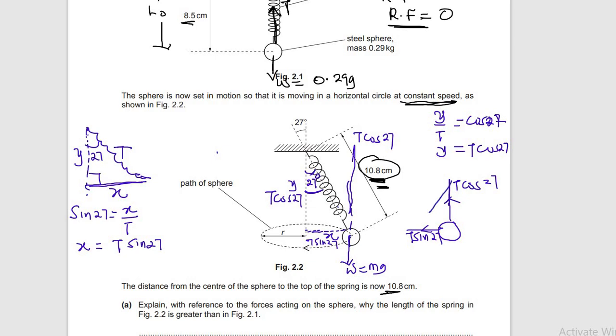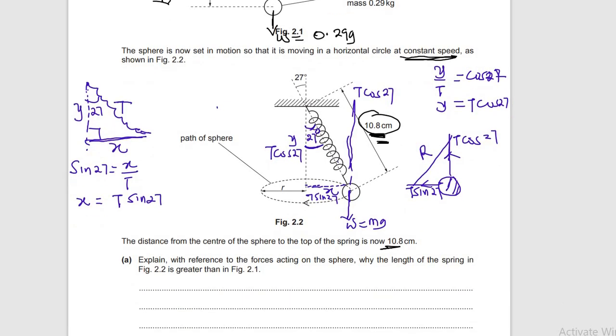Let's find the resultant force. Now it has a resultant force. There are two forces acting on the sphere, perpendicular to each other. Now the resultant force in this case, by Pythagoras theorem, will be T squared sine squared 27 plus T squared cos squared 27.